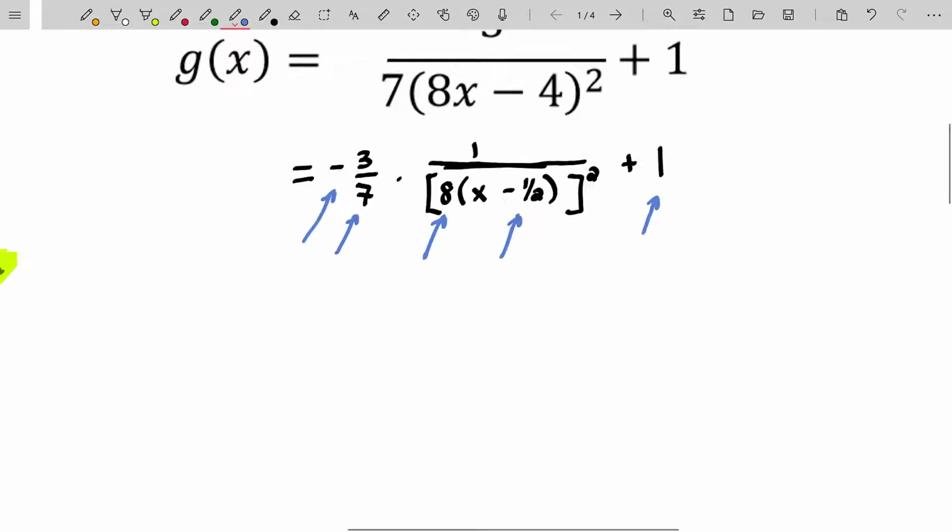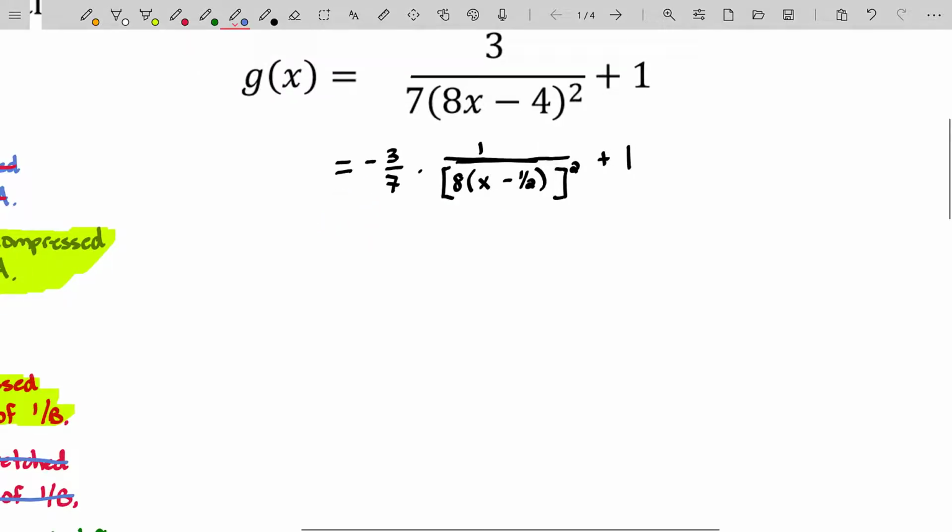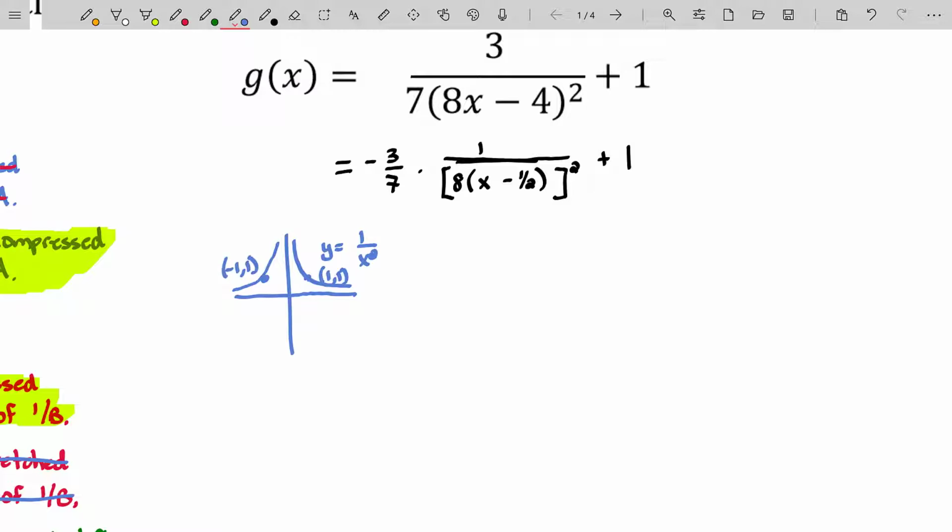But to be honest with you, when you do something like this, you don't have to be super accurate at the beginning, but your last graph has to be very clean. So let's start with just a really kind of a chicken scratched graph here. This is 1/x². 1/x² goes through (1, 1) and (-1, 1). And those points are going to be critical for us to keep track of.